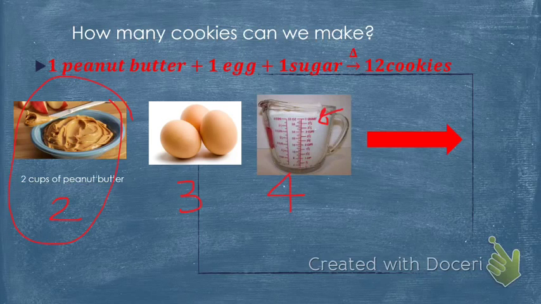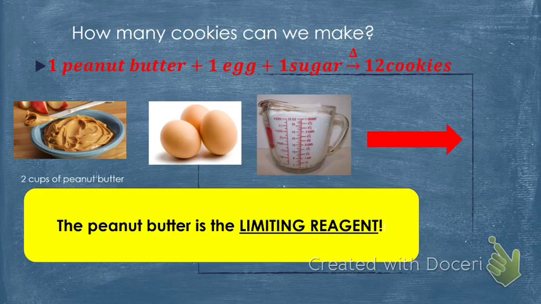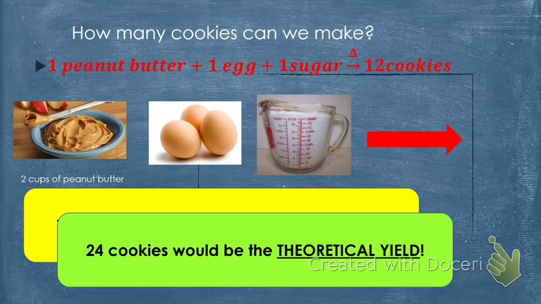This is called the limiting reagent. The peanut butter is a limiting reagent here. So since we have 2 cups of peanut butter, we're going to use up a maximum of 2 eggs, so we'll have 1 egg left over, and 2 cups of the sugar, and we'll have 2 cups of sugar left over. The maximum amount of cookies that we can make from this scenario would be 24 cookies. Since the limiting reagent was 2, and it goes from a ratio of 1 to make 12 cookies, that means that 2 cups of peanut butter can make 24 cookies.